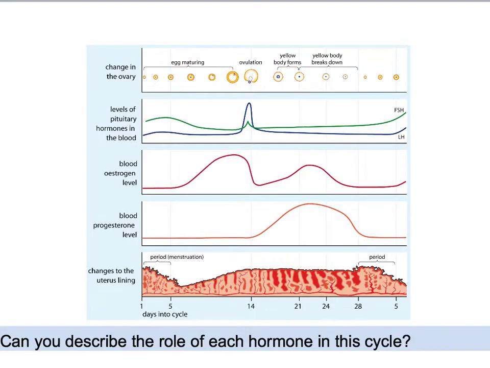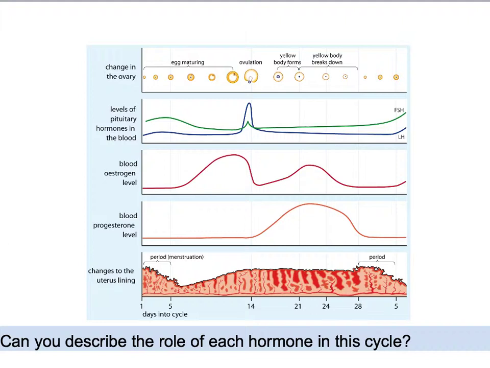And this is another way to show what happens in the menstrual cycle. So we can see here where the egg is maturing, we have a slight increase in the level of FSH, and that stimulates the egg to become mature. Now at this point we've got a large spike in the amount of LH, which triggers ovulation, and we know that. Here where we've got the yellow body formed, we can see that the amount of progesterone is increasing, and the yellow body does secrete the progesterone hormone.